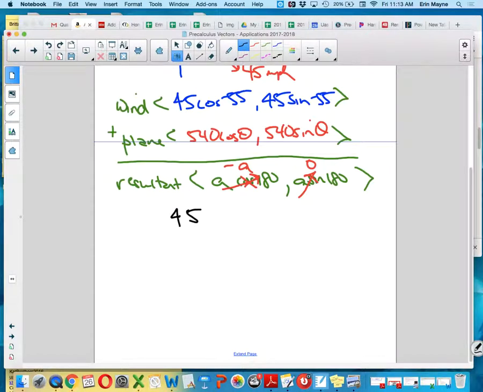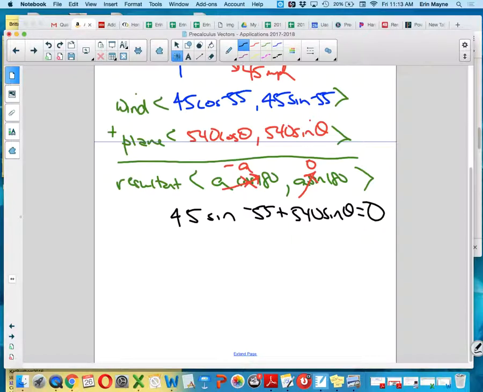45 sine of negative 55 plus 540 sine of theta equals 0. Solve, please. Go. Discuss in your groups. Literally, what are you typing in your calculator? How are you finding your values? Find my theta.